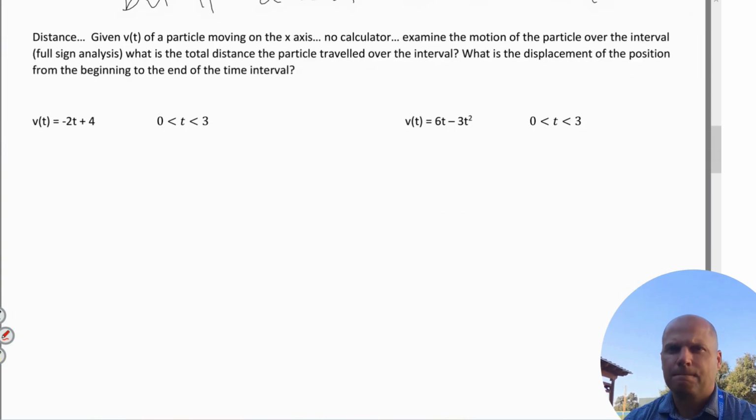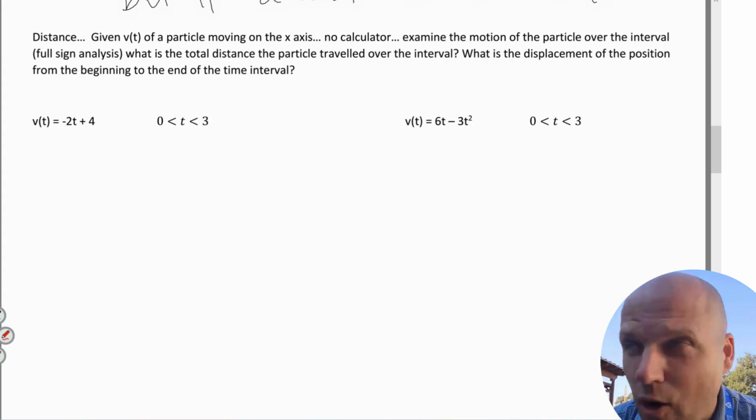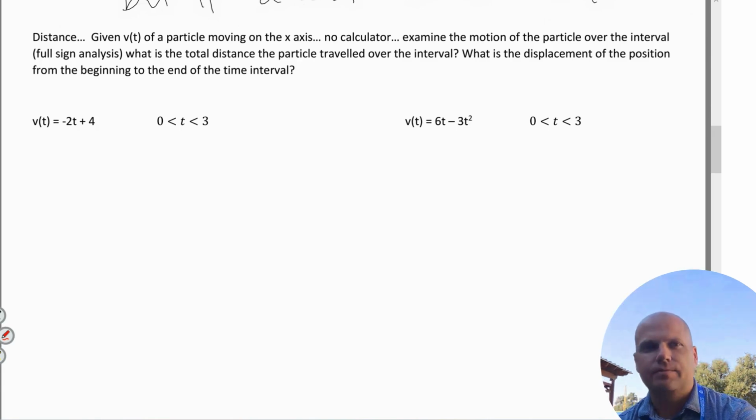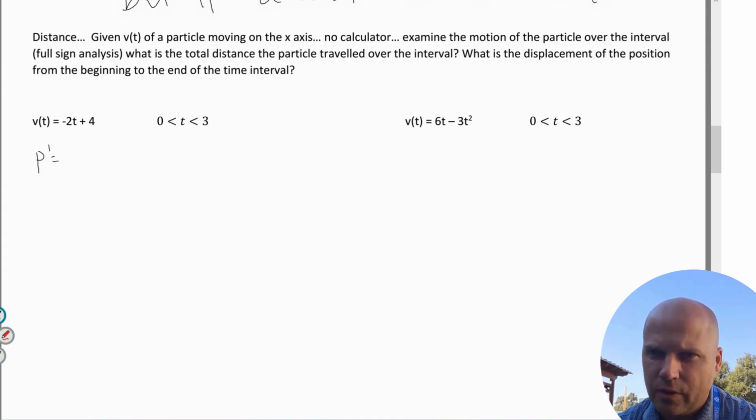Cool. Now the next questions are questions where it's like, okay, cool. We know at the end of the day how far we ended up versus where we started. But how far did we travel to get there? And the key to understanding this is doing what we do so often, a full sign analysis of our derivative. How do I do a full sign analysis of our derivative?